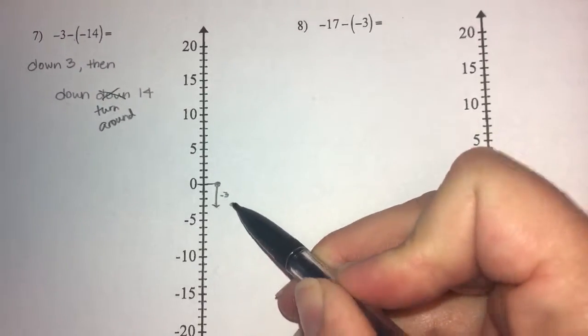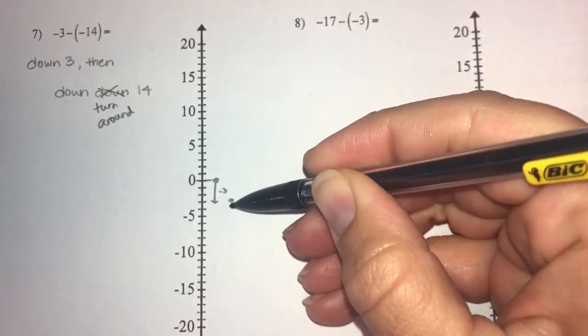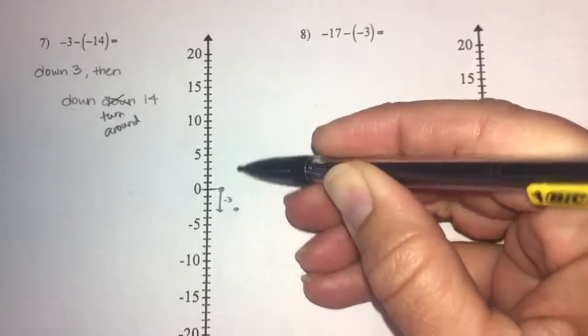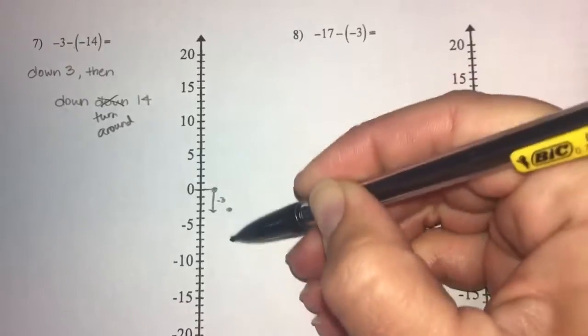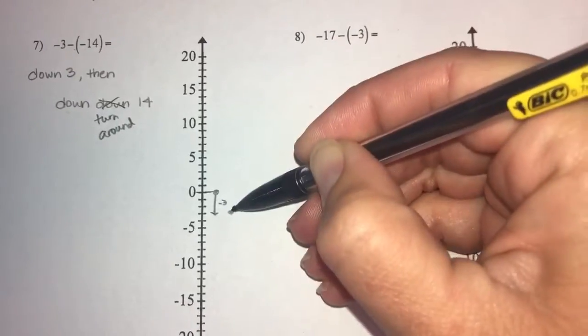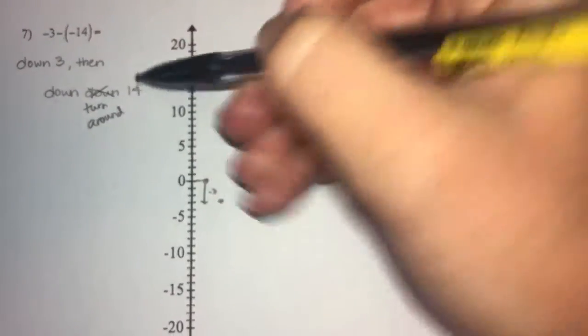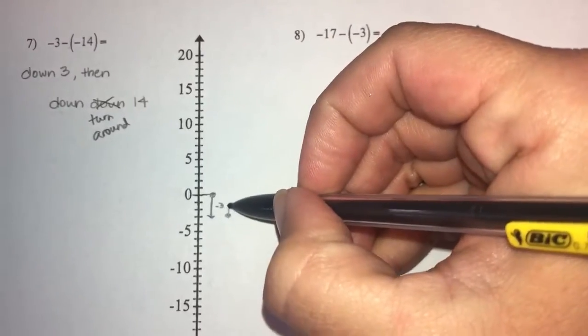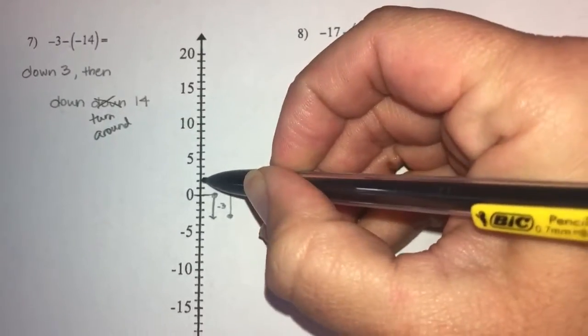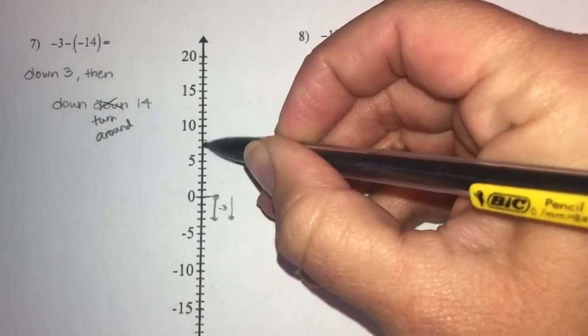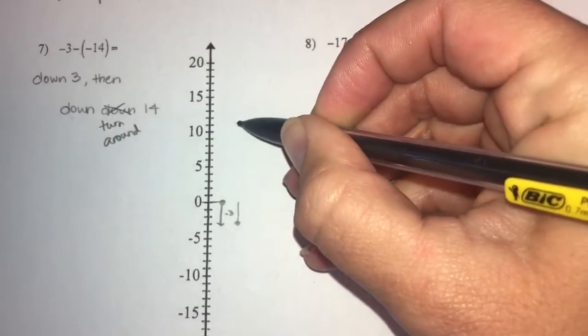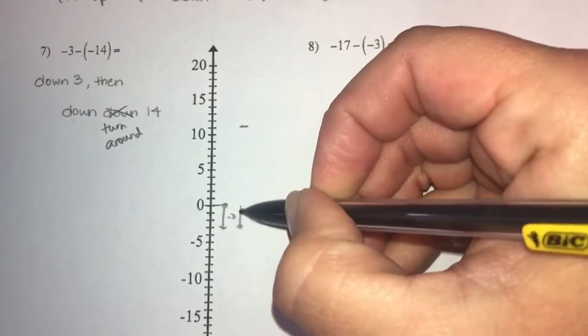Down 3, then we would go down, but wait, turn around. Down, turn around. So minus negative means we're actually going to go up. So we go back up 14. So that's 1, 2, 3, 4, 5, 6, 7, 8, 9, 10, 11, 12, 13, 14. So we're going to end up way up there.